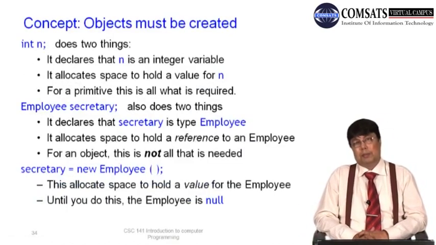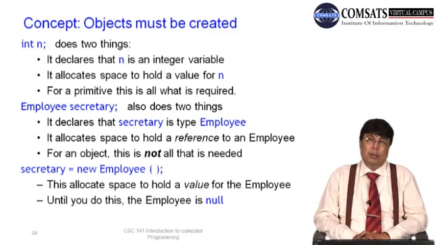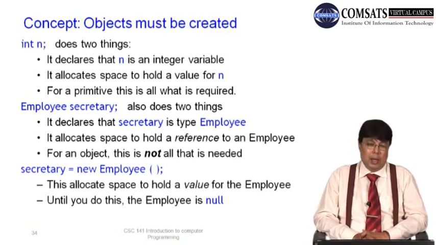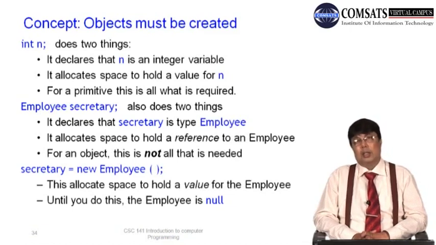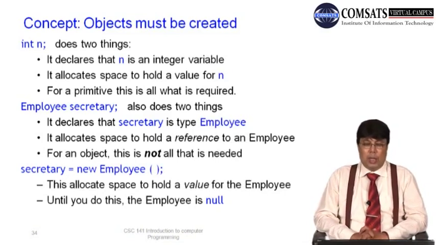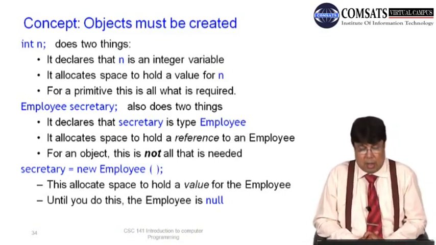Object must be created. What does it mean? Just like in the C language when we say int n, what it does, it declares n as a data type which is an integer, and it allocates a space to hold the value of n. And we know that if we say int n is equal to 5, it means that the system declares that n is a variable which has a data type equal to integer, and then the space is allocated and data is initialized. So for a primitive, this is all that is required.